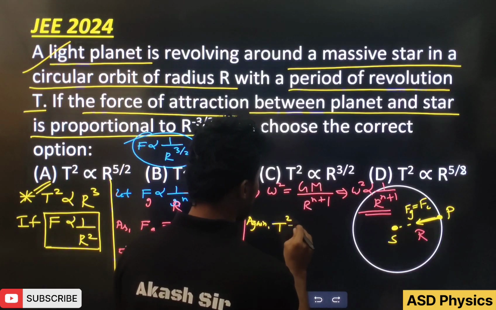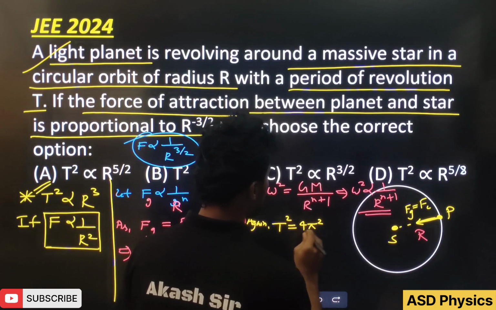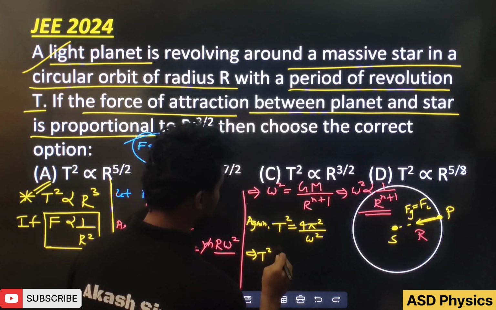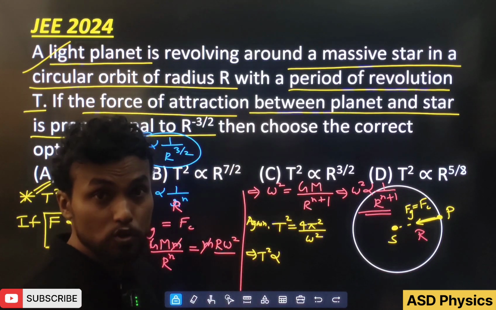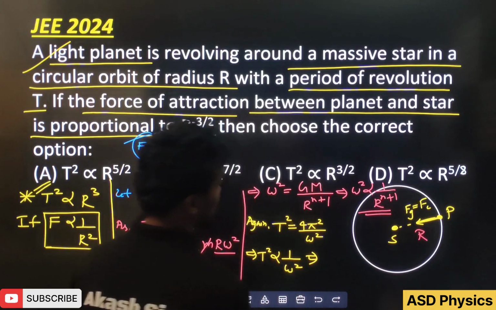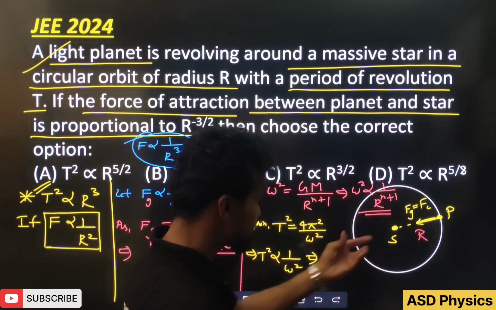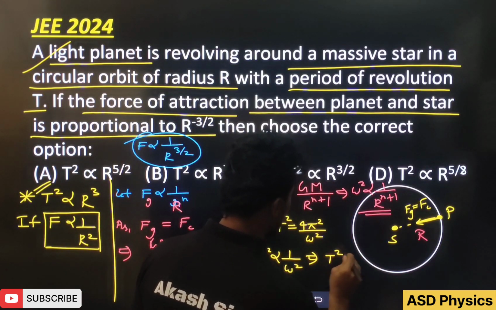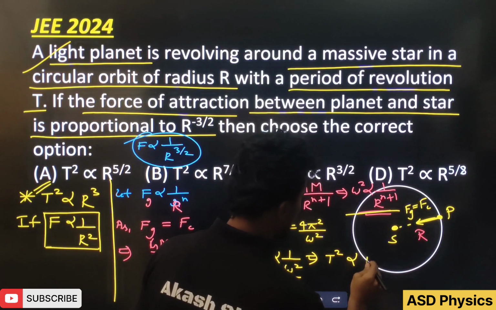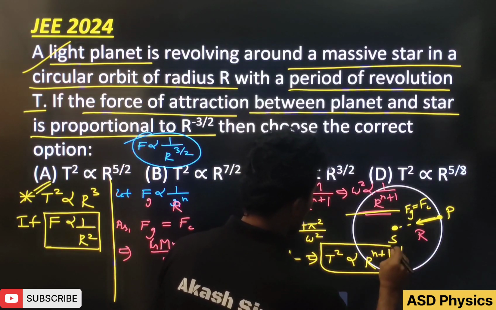So T square how much? It will become 4 pi square by omega square. That means we can write T square directly proportional to 1 by omega square. And you know omega square is inversely proportional to r to the power n plus 1. So when you use this one and this one, what will come? T square directly proportional to r to the power n plus 1. Please remember it very well.